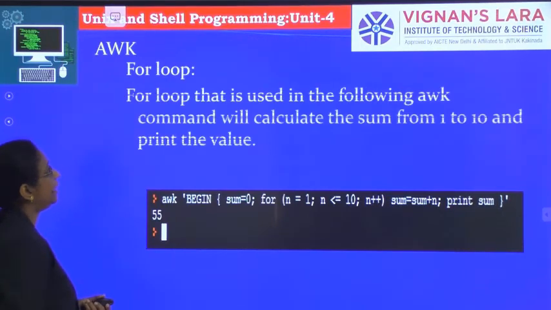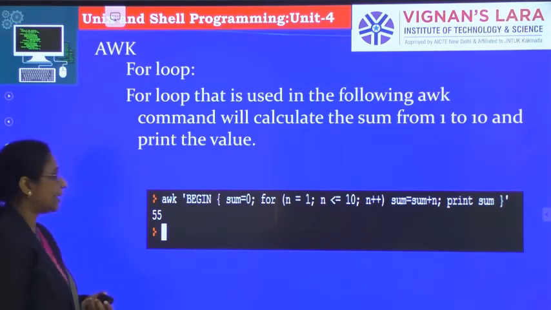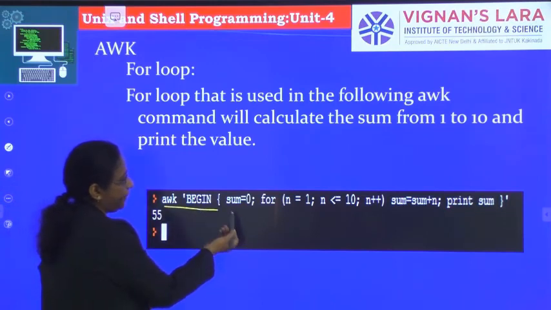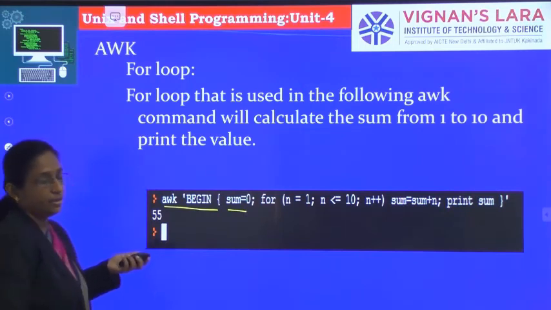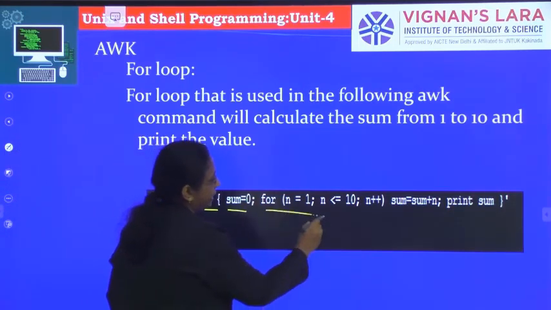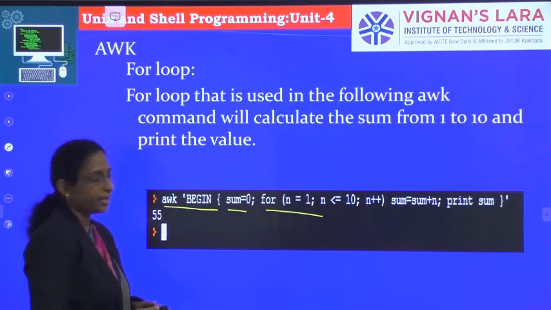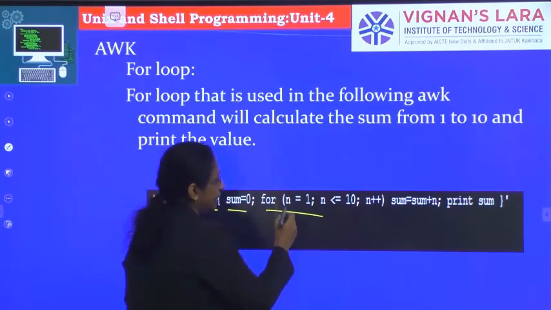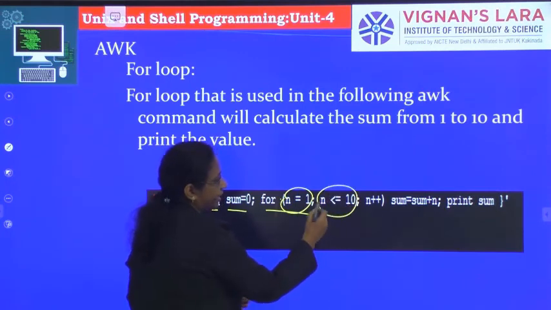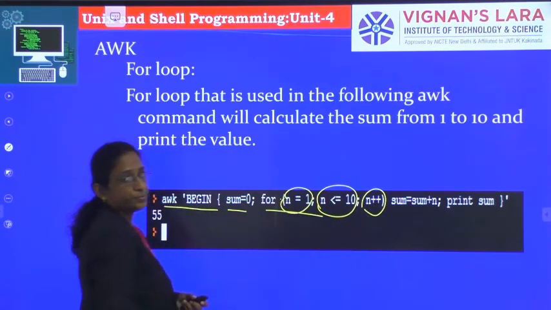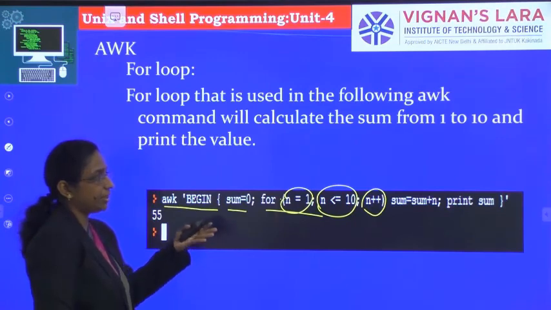Similarly, we can have the for loop also. This for loop is to calculate the sum from 1 to 10 and print the value. So we can say awk BEGIN, sum equal to 0. Again I am initializing the variable. After that I am running a for loop for n equal to 1, n less than or equal to 10, n plus plus. You already know this is the initialization, this is your condition, and this is the increment. Then sum equal to sum plus n.